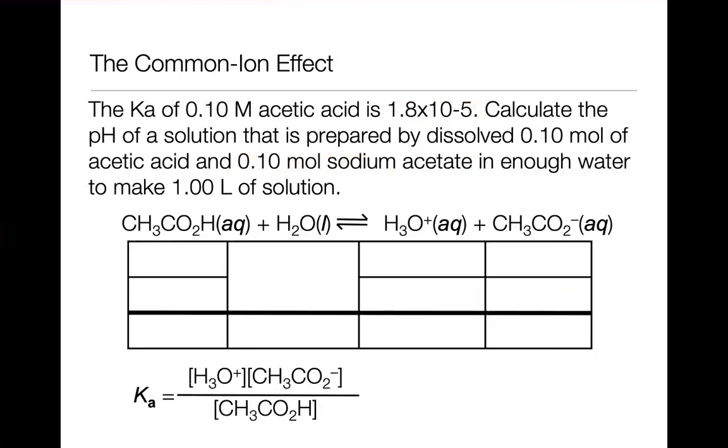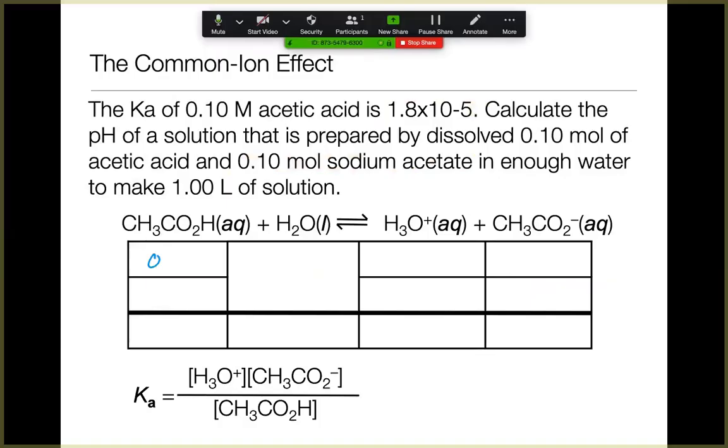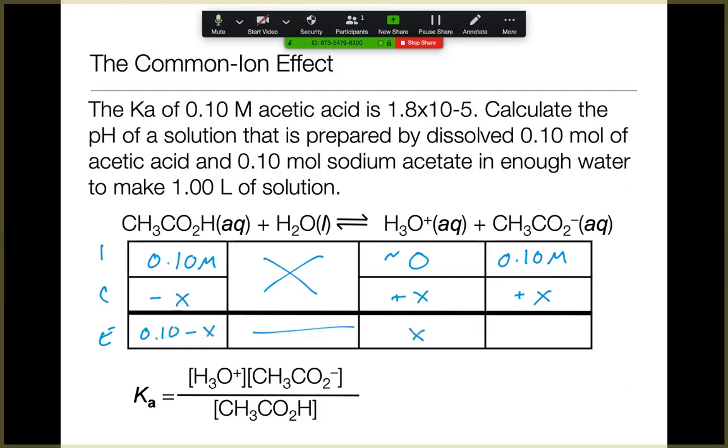So what we could do is set up our table. We have our 0.10 molar. We don't care about water. Approximately 0 molar for hydronium. And then we said we had our 0.1 molar for the acetate. The acid is stronger than the conjugate base, so it's going to move from left to right. So nothing really has changed in terms of our change row, and at equilibrium, really nothing too much different, except for this last piece here.